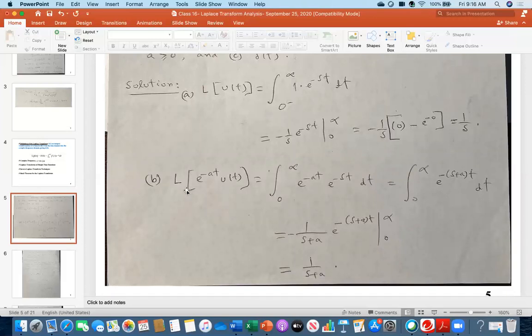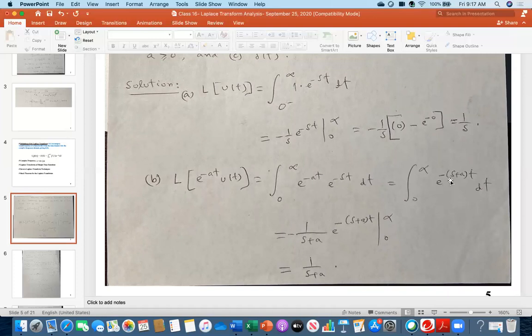The next function was e to the power minus at u(t). Then I am making its Laplace. Again, integration from 0 to infinity of e to the power minus at, and of course you have to multiply by e to the power minus st. Because this is an exponential function, you can sum up their exponents. This means e to the power minus, s plus a, t dt.